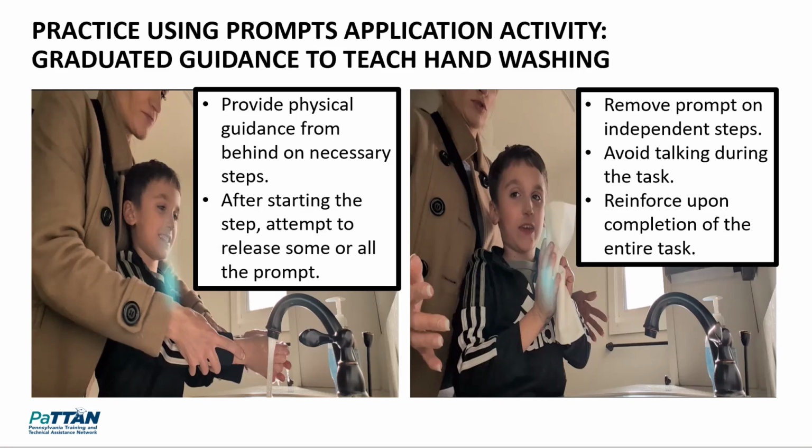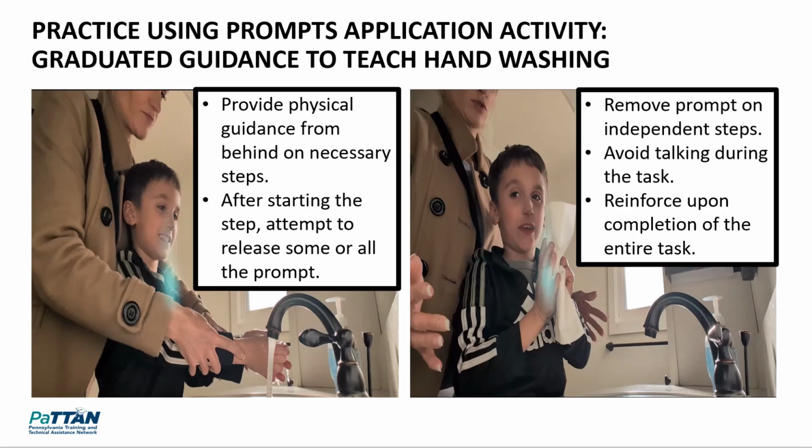So again, if you're teaching hand washing, it's best to avoid verbal prompts. They're actually really difficult to get rid of. So prompting from behind for any step the learner can't do is one of the best ways to prompt for this specific task. So for my son, he could get the soap, but then he would immediately rinse the soap off. He wouldn't rub his hands.